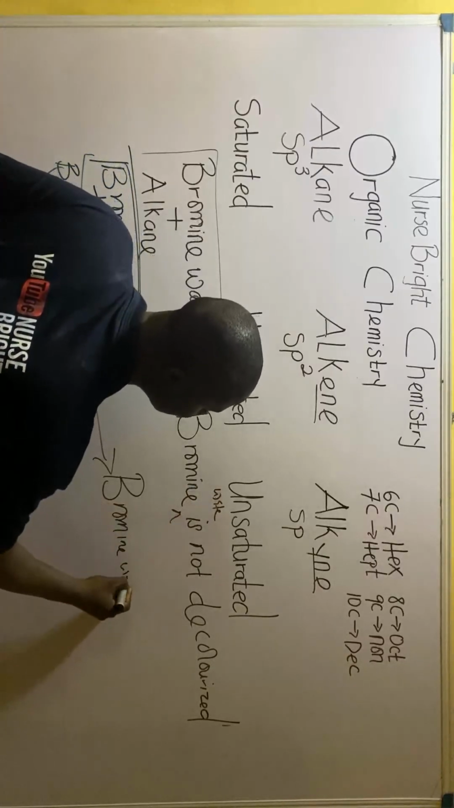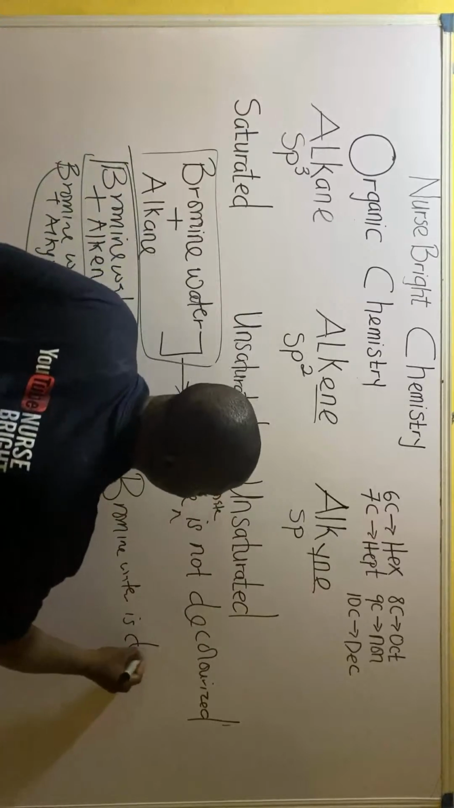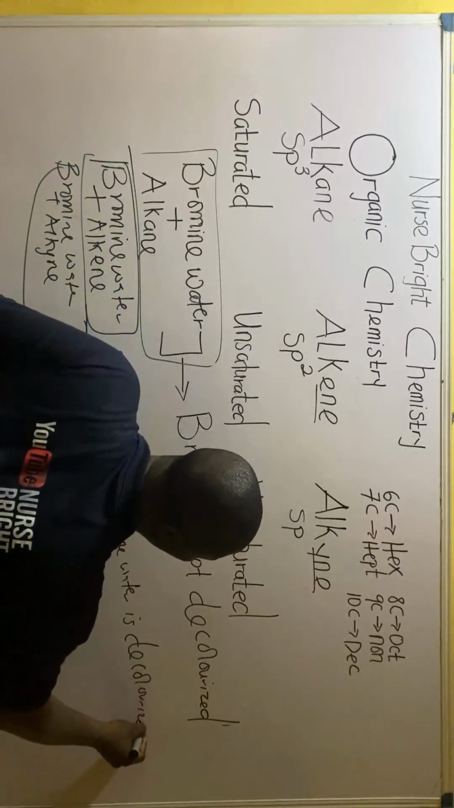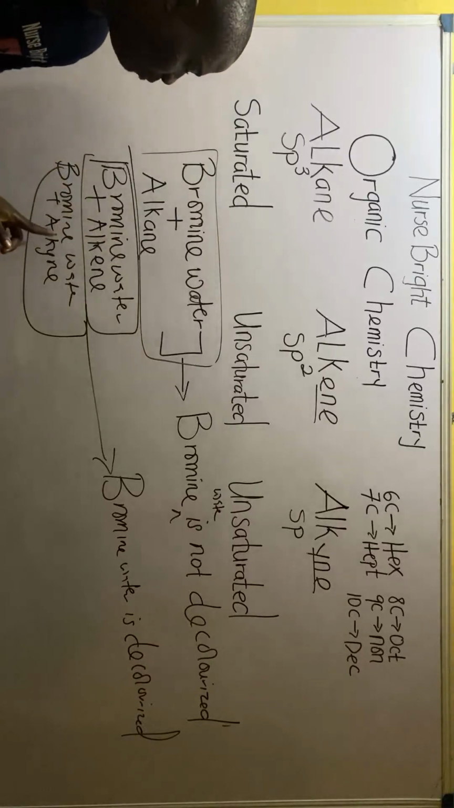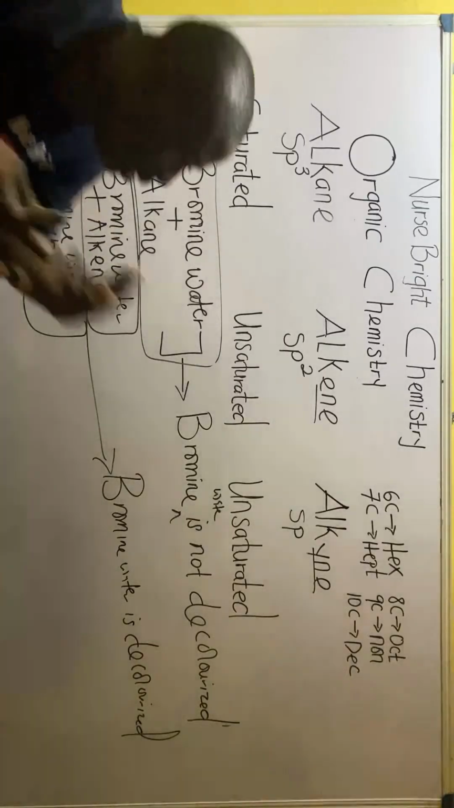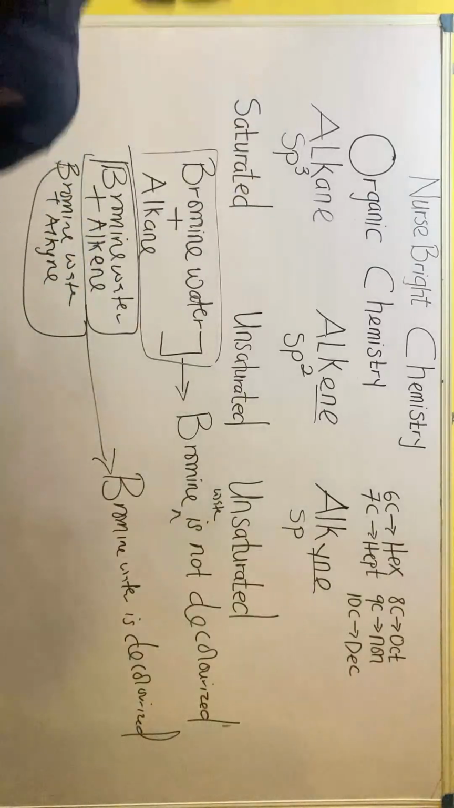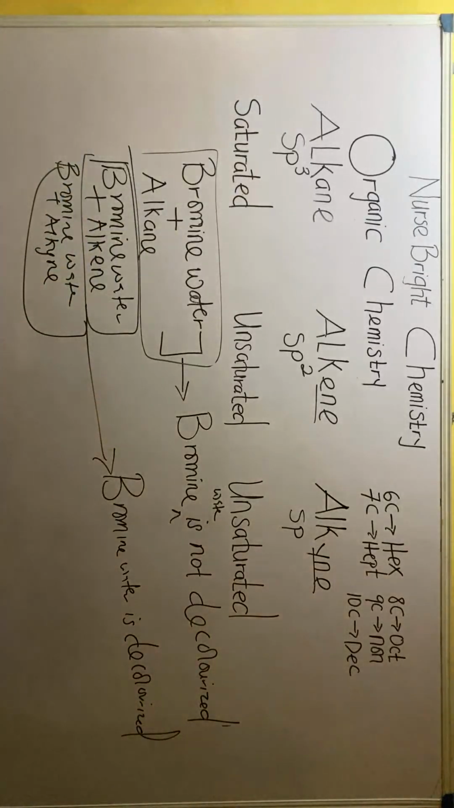So bromine water is decolorized. Do you understand? Bromine water plus alkene, bromine water plus alkyne, both of them have the tendency to decolorize bromine water. That's my point. So that's a way to differentiate between alkenes and alkynes, reacting them with bromine water.